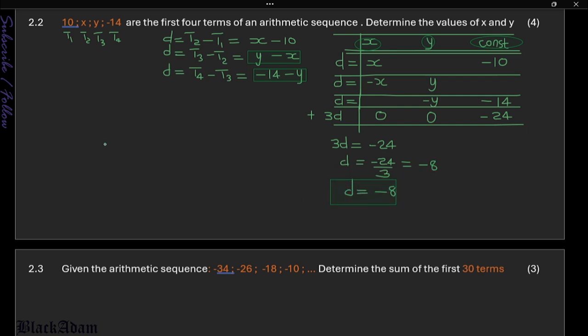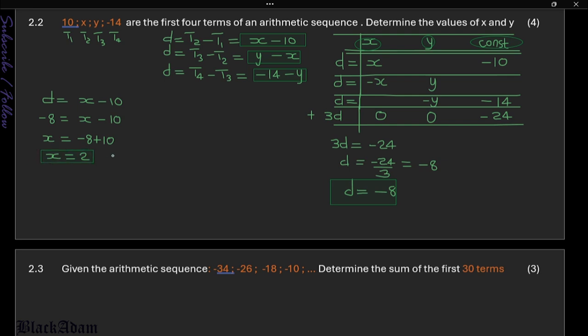And from there, remember our answers, to find x, x minus 10 is equal to d. So d is negative 8, which is equal to x minus 10. So we take 10 to the other side, negative 10 becomes positive 10, so x is going to be positive 2.